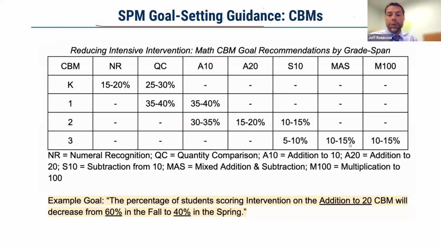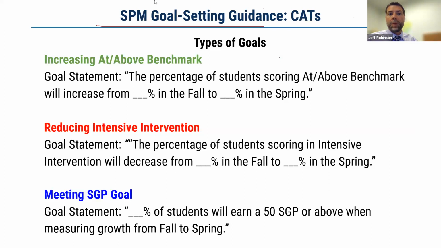So please share these with your teachers if you have teachers who are using STAR to make SPM goals for CBMs. Let's talk about SPM goal setting guidance for the CATs, the computer adaptive test. The first two are the same. You can still look at increasing the percent of kids at or above, and you can look at reducing the percent of students who are in intensive intervention.